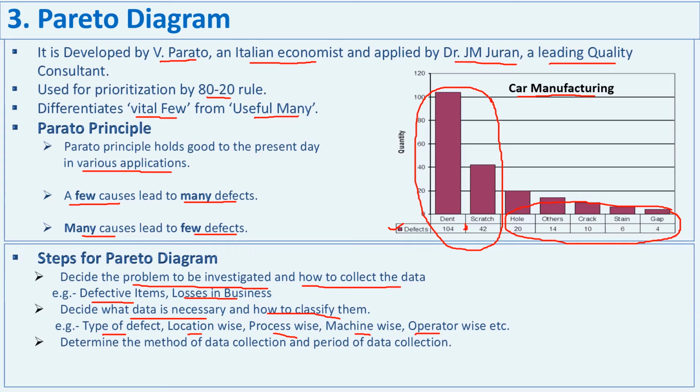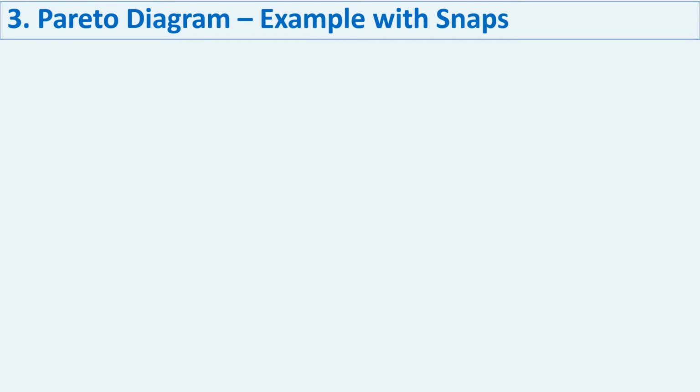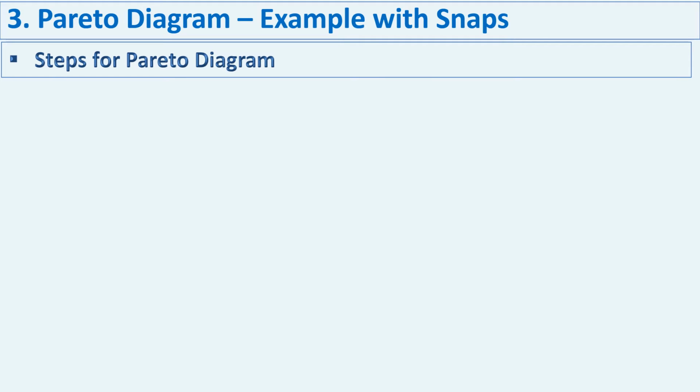Then we have to determine the method of data collection and the time period for data collection. Then we collect the data using a check sheet, as we have learned in the 7QC tool, check sheet. Then prepare the Pareto diagram as per the steps given in the next slide. Pareto diagram example with snaps. There are some steps for the Pareto diagram. Let's study them one by one.